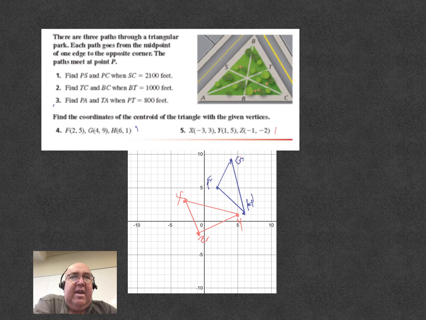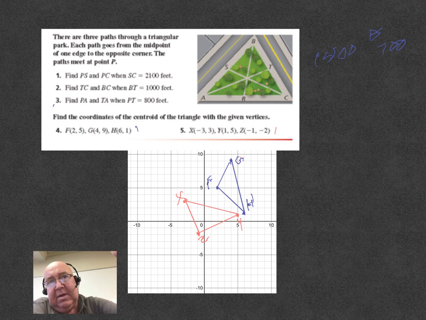First off, there are 3 paths through a triangular park. Each path goes from the midpoint of one edge to the opposite corner. The paths meet at point P. We want to find PS. PS is going to be the short part, and PC is going to be 2/3 of 1400, and 700 for PS.